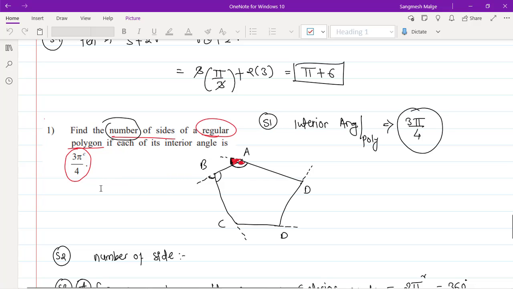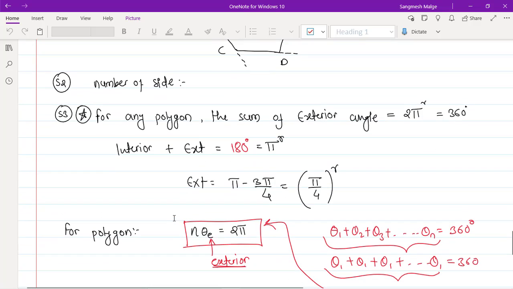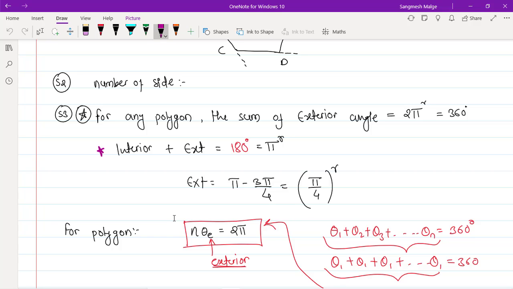So this question talks about the exterior angle. Find how many sides there are for a given polygon if the interior angle is 3π/4. We used a very well-known theorem: interior plus exterior is always equal to 180 degrees. Using this, our formula reduces to n theta e equals 2π, where n is the number of sides for a given polygon.